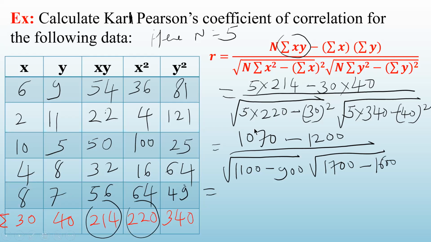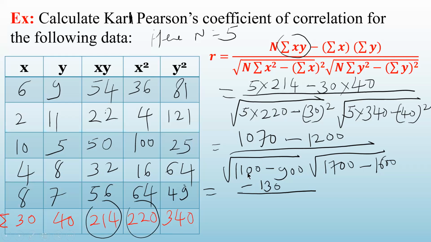So 5 into 214, it is 1070. 30 into 40, it is 1200. In the denominator, square root 5 into 220 is 1100 minus 30 square is 900. Next square root, 5 into 340, 1700, 40 square, 1600. Simplify now. So numerator 1070 minus 1200 gives you minus 130. Numerator you are getting in negative.